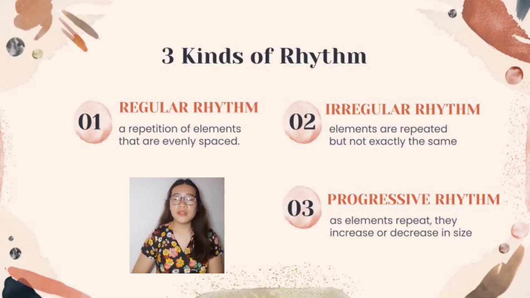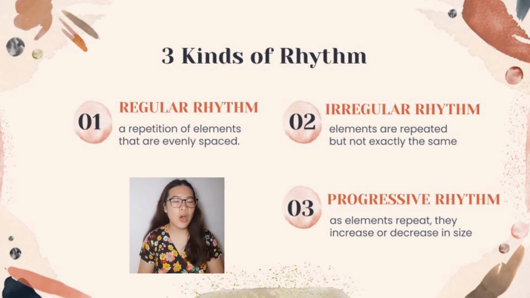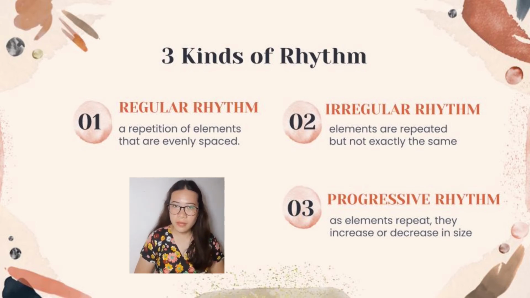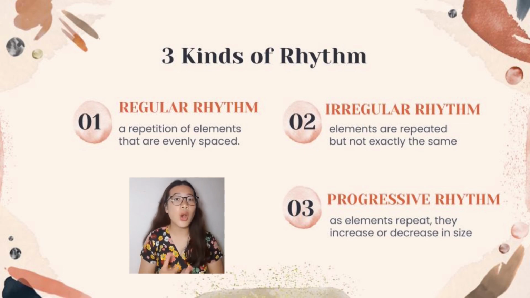Now, we already know the difference between the irregular rhythm and the progressive rhythm. The irregular rhythm is all about size and spacing, while the progressive rhythm talks about the size and the color of the artwork. And also the irregular rhythm feels like nature.